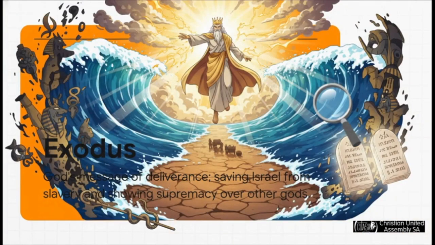And finally, we have Exodus. This is the big one, the great act of deliverance. The source frames this event, freeing the Israelites from slavery in Egypt, as the ultimate demonstration of God's power and total supremacy over any and all other gods that were being worshipped at the time.